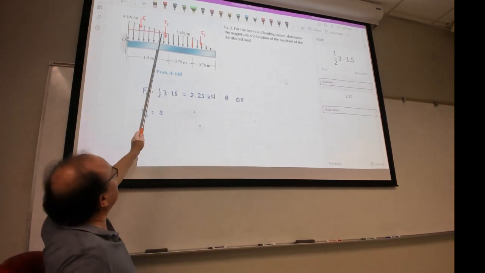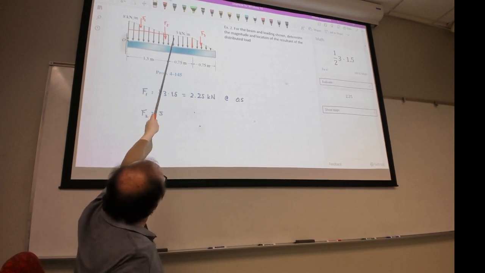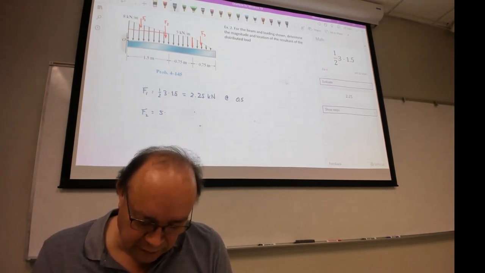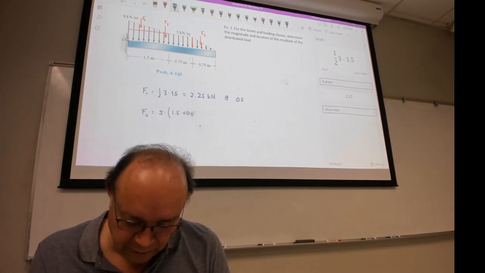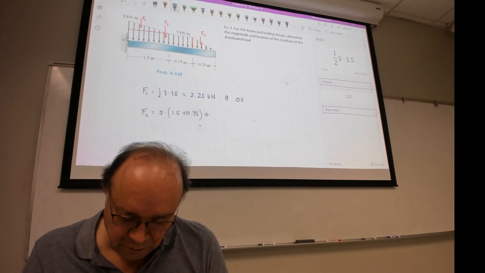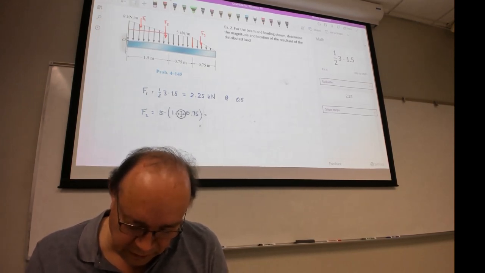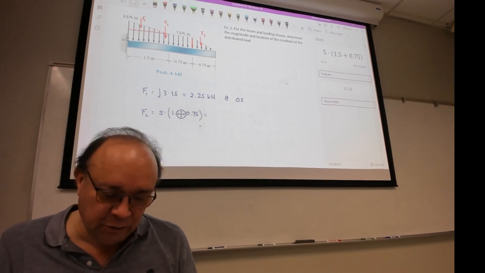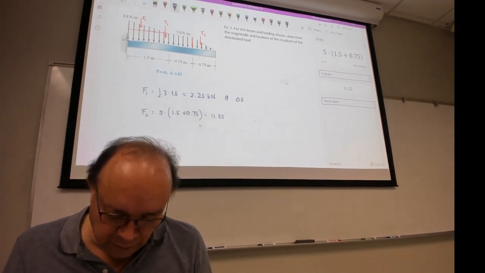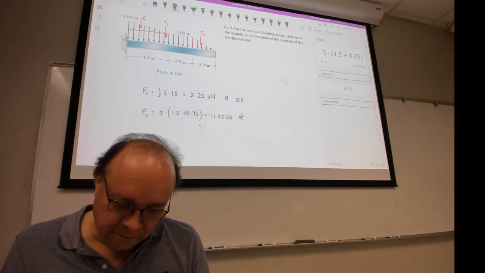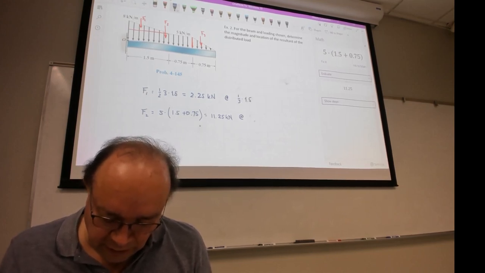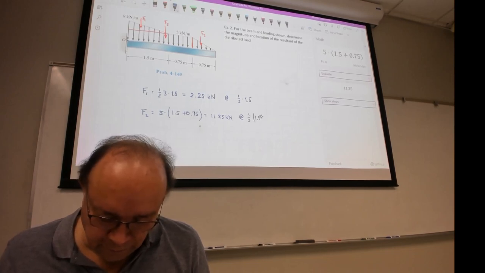We are trying to calculate first the area, right? The area is this times this. So 5 times the summation of these two, 5 times the summation of 1.5 plus 0.75, right? I was going too fast, I was already calculating the distance. 5 times 1.5 plus 0.75 equals 11.25 kilonewtons. Now, at what distance? For clarity of everybody, I'm going to put here that this is one third of 1.5, and here is one half of 1.5 plus 0.75.